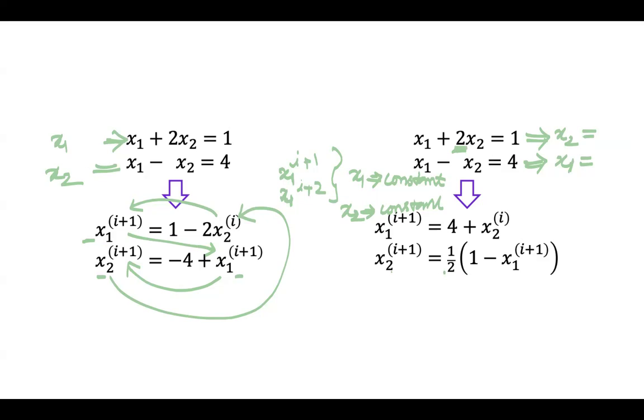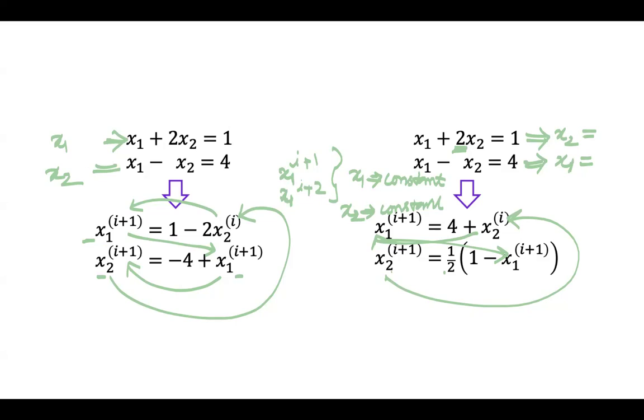Now what happens? You assume an initial value of x2. From that, you will get x1. From x1, you substitute it here, you will get x2. Again, you give back the x2. Like that, it goes on. It's up to you from which equation you want to take x1 and which equation you want to write for x2. But there is something called numerical stability.